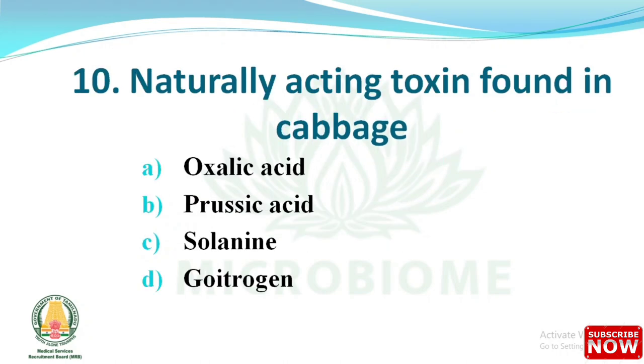And next question, naturally acting toxin found in cabbage. The options are oxalic acid, prussic acid, solanin and goitrogen. The right answer, option D, goitrogen.